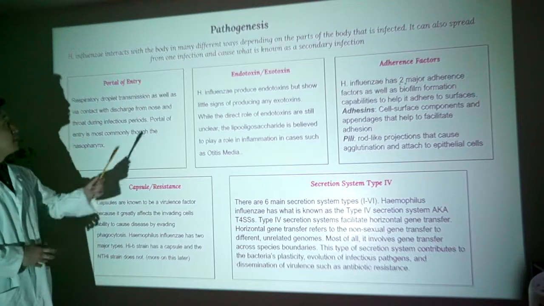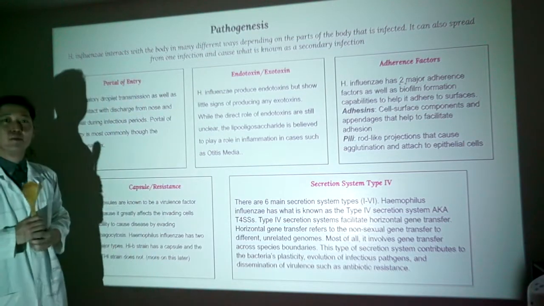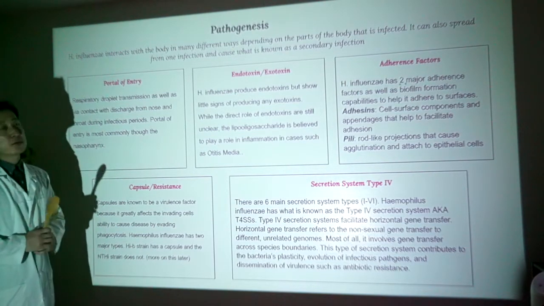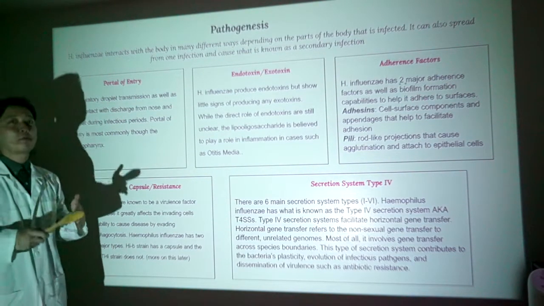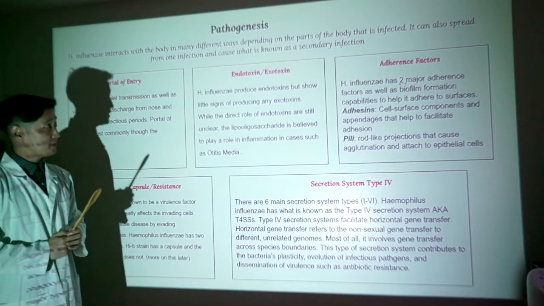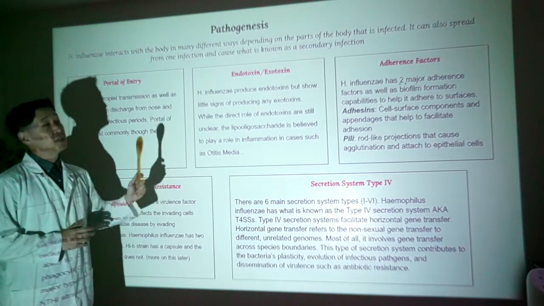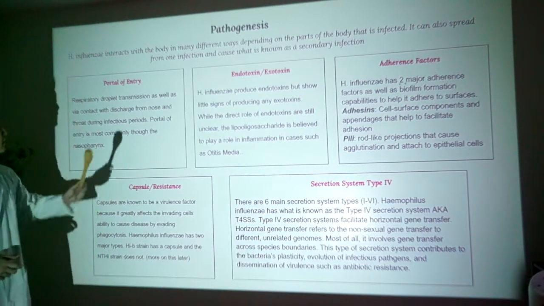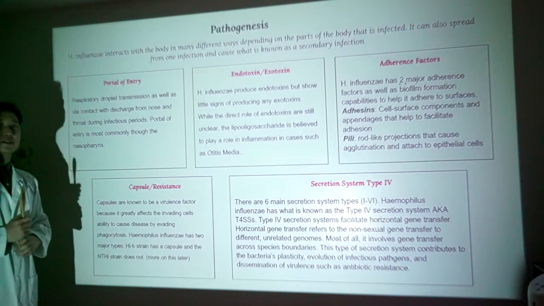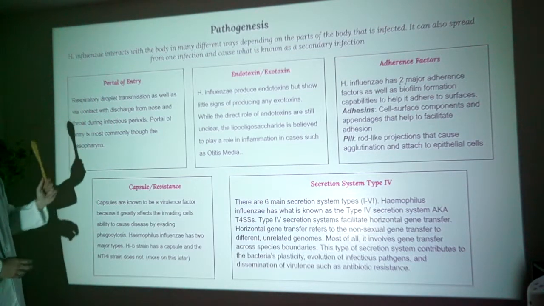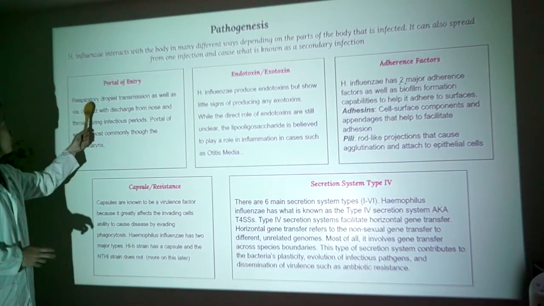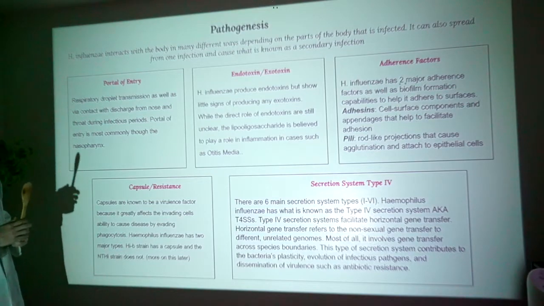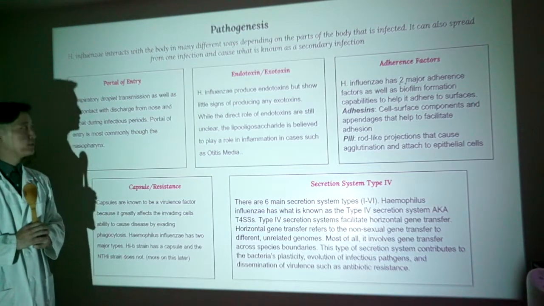I'm Eddie Choi, and I will be talking about the pathogenesis of Haemophilus influenzae. Haemophilus influenzae interacts with the body in many different ways depending on what part of the body is infected. It can also spread from one infection that causes another, which we refer to as a secondary infection. Now we will talk about the portal of entry of Haemophilus influenzae. The portal of entry is respiratory droplet transmission, as well as contact with discharge from the nose and throat during the infectious periods.